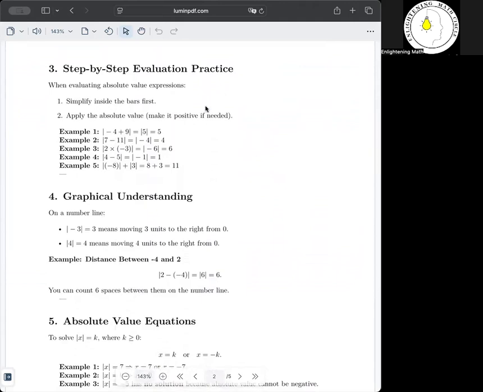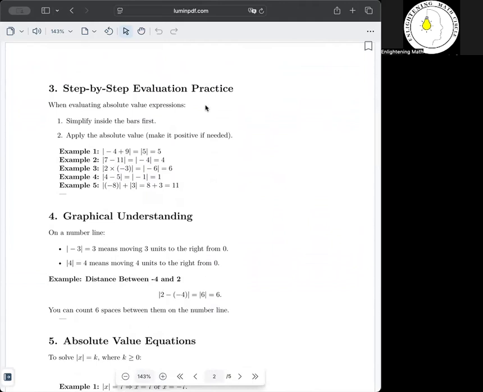So let's go through some step-by-step evaluation. We can go through some practice. Simplify the inside of the bars first, is what we always do, and then use the absolute value.